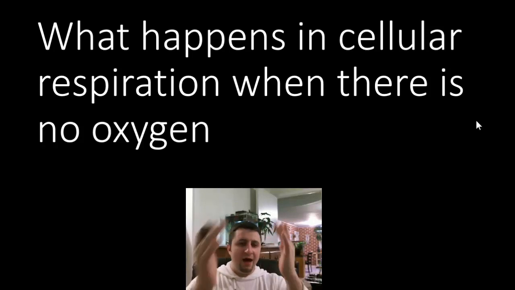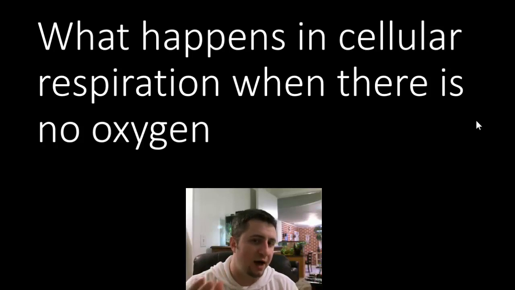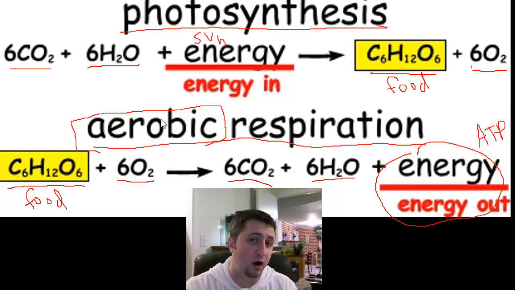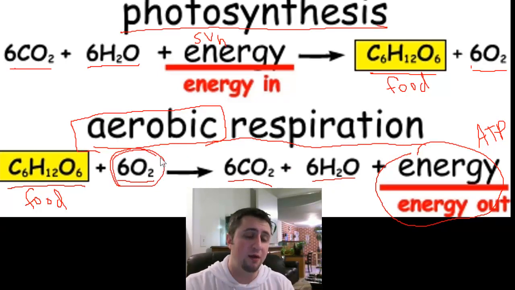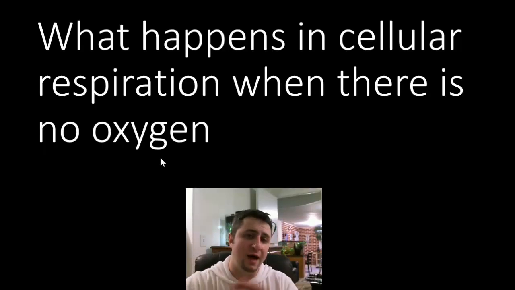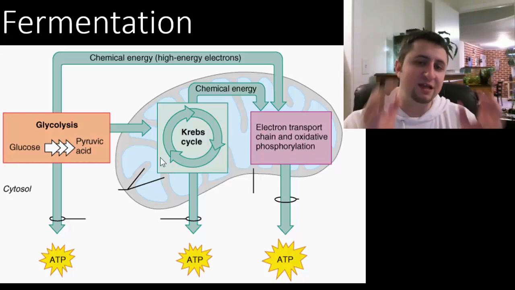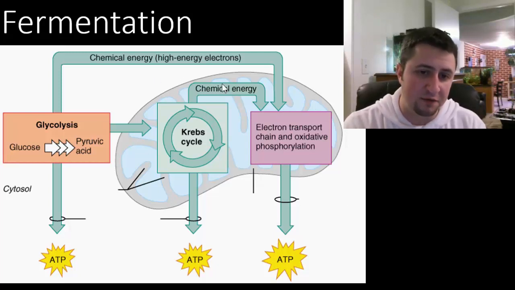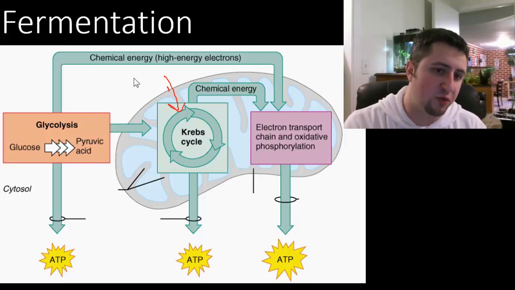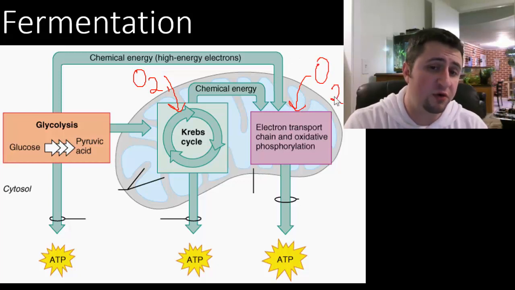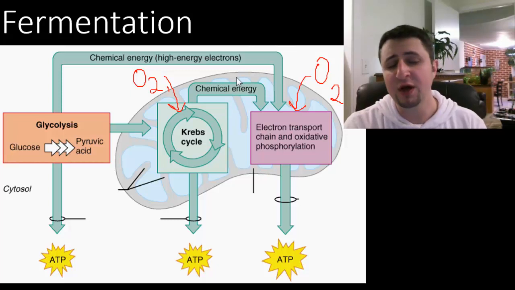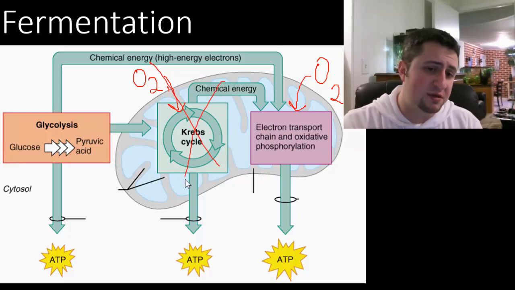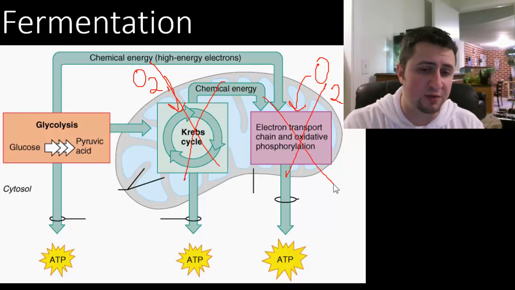Okay, so what happens in cellular respiration when there is no oxygen? Let's go ahead and review. Cellular respiration, otherwise known as aerobic respiration, requires the use of this molecule right here called oxygen. So what happens when oxygen is not present? Well, this process called fermentation happens. If we look here at our diagram of cellular respiration, these two processes right here, the Krebs cycle and the electron transport chain, step 2 and step 3, both require the use of the oxygen molecule. So when oxygen is not present, the Krebs cycle cannot happen and the electron transport chain cannot happen.